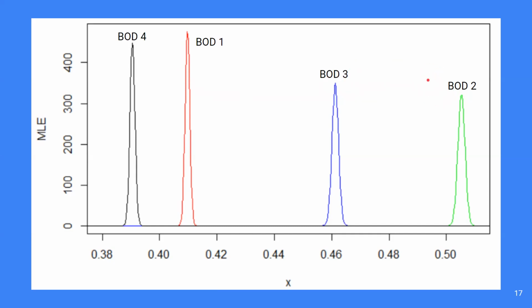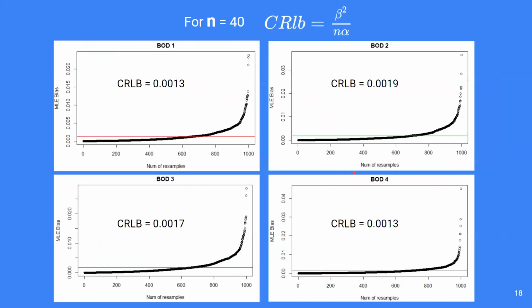The last observation is that these 4 curves have a high peak, and the area under the curve is really small, as we can see. And so the variance for the MLE should be very small as well. So for 40 observations, as expected, the Cramér-Rao lower bound for all of the 4 stations is really small, almost close to 0. And this leads to a small bias as well, as we can see over here for the MLE.